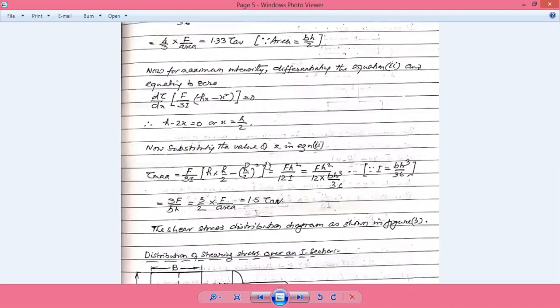If we put the value of X as H by 2, half of the depth of the triangular cross section, we will have tau max equal to F by 3I into H by 2 multiplied by (H minus H by 2), or F H square by 12I, which is F H square by 12 into BH cube by 36. If you make some simplification, it will become 3F by BH, or 3/2 F by area, or 1.5 tau average. So the shear stress distribution diagram is shown in the earlier figure here.